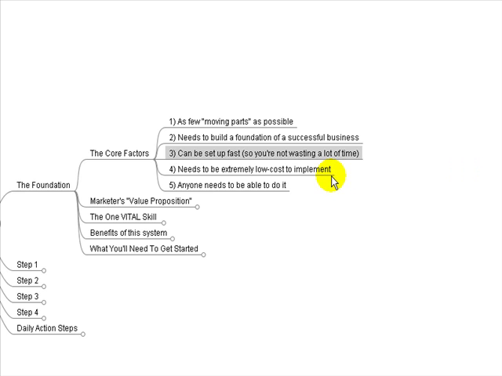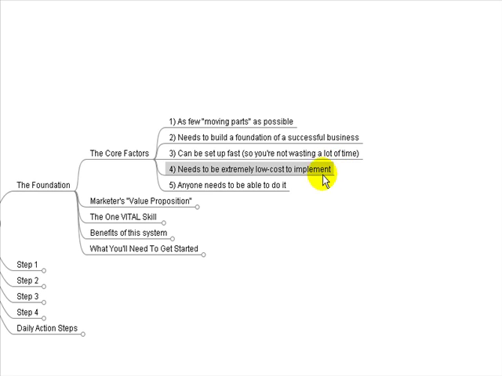The fourth thing is that it needs to be extremely low cost to implement this system. Literally, all you'll need is a few things: a domain, hosting, and an autoresponder. These things are typical with any internet business. And by now you should probably already have at least 2 of those 3. But with this system, you can literally get it going for under $20. Actually, you can probably get it going for under $10. You can get it going for like $9.98 or something like that. So it's very, very low cost to implement.